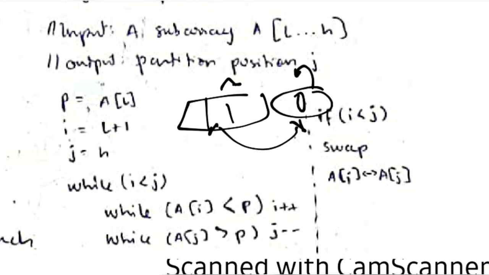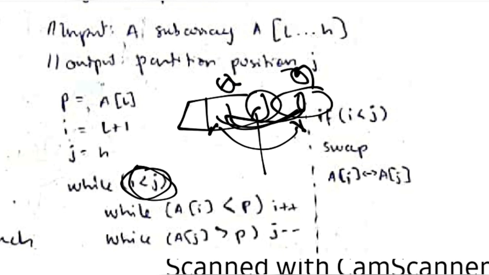Till when will we compare? Till I crosses J. While I is less than J, this process will happen till we reach the middle element, and after we reach the middle element, we'll swap it with the pivot element. The pivot element will come to the middle position, and the array will be divided into two parts.